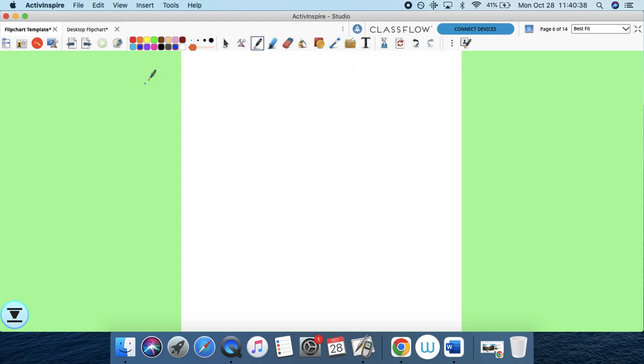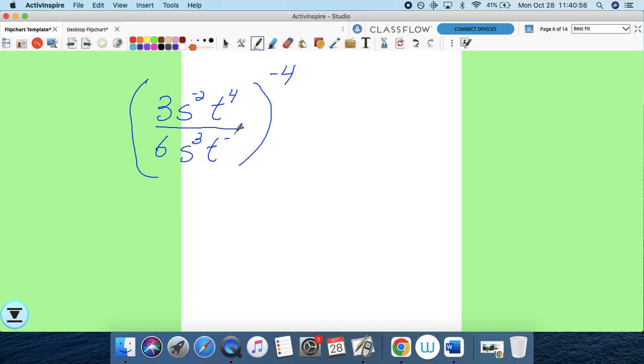Next one is 11. So this 11 is a little bit more complicated. It's a fraction, and all that's being raised to the negative 4. We have a 3. We have an s to the negative 2. We have a t to the 4th. And then in the denominator we have 6, s to the 3rd, and t to the negative 5th.